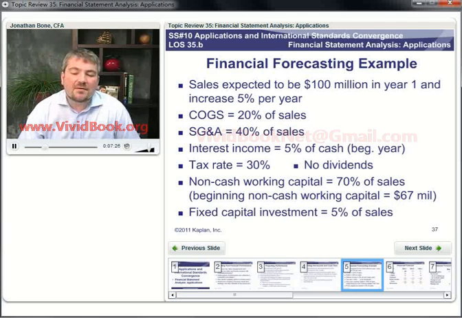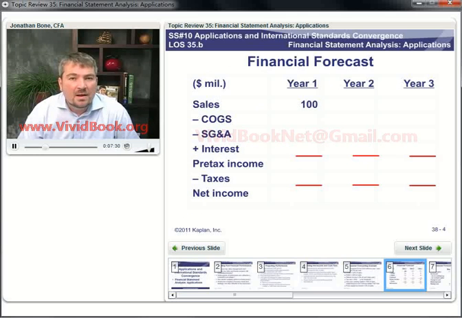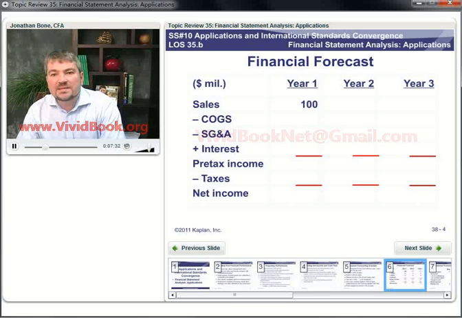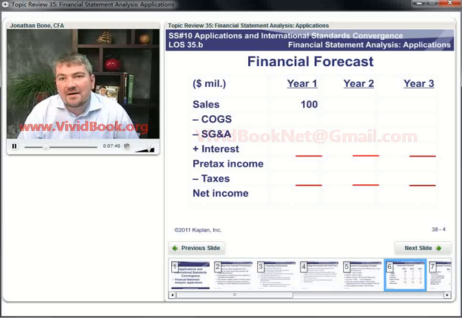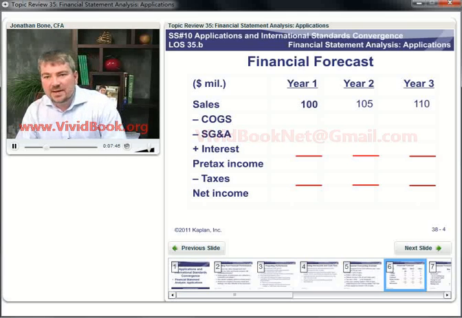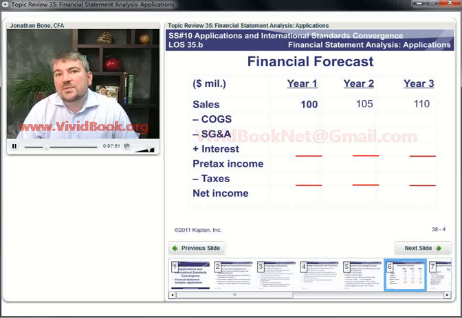So let's start off with our income statement. So there's our sales forecast at 100%. We know that our costs of goods sold are 20% based on our common size statements, and our sales, general and admin are going to be 40%. And we're going to grow our sales, of course, at 5% each period. So in year 2 our sales are 105, year 3 they're 110. So we can plug in our costs of goods sold and our sales, general and admin as 20% of the sales figure and 40% of the sales figure respectively.